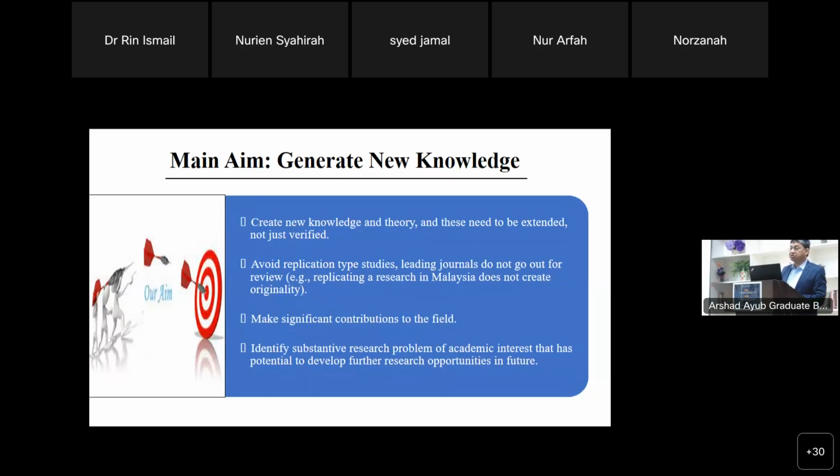Identify a substantive research problem of academic interest that has the potential to develop further research opportunities in the future. It's easy for me to say this, easy for you to hear, but for you to do this, it's a lifelong journey. You really have to build yourself slowly. So often I say, you are in this field really for hermetic reasons. You are not going to be rich by being a lecturer. You do it because you have a passion for knowledge creation. You want to develop a new generation of scholars, new leaders who are going to lead the country and so on.